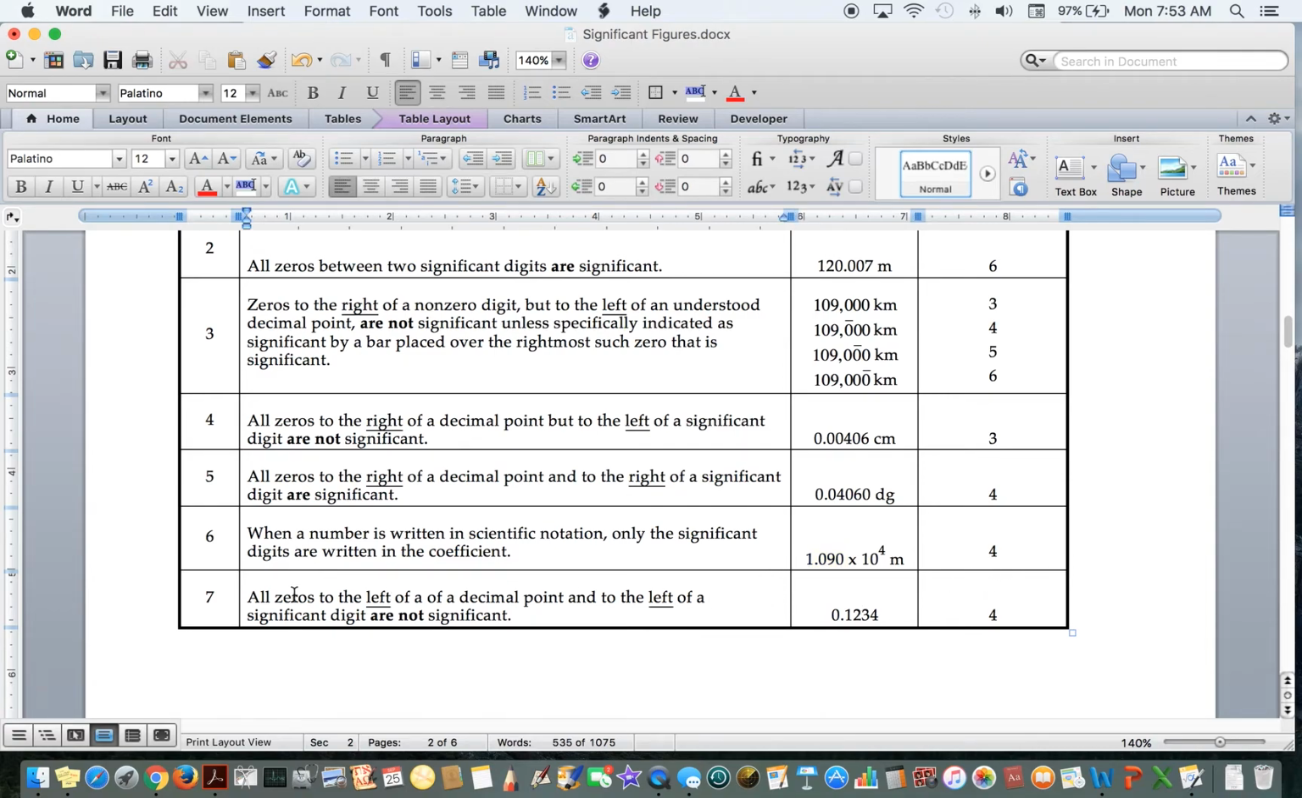And finally, number 7, all zeros to the left of a decimal point and to the left of a significant digit are not significant. This is real easy to see. This is this 0 right here. Normally that 0, we do write it at times, at other times we don't write it. So in this case, that 0 would not be significant, provided we have something after the decimal point to the right.